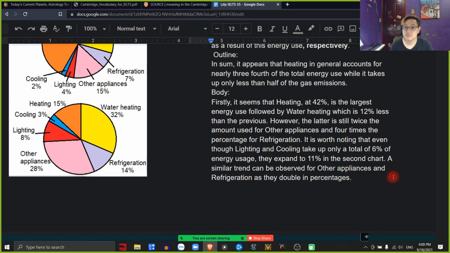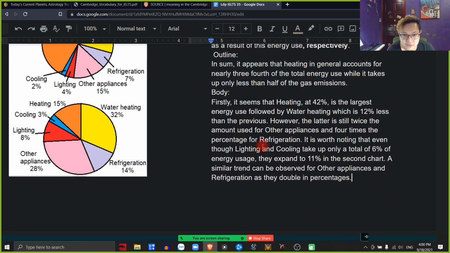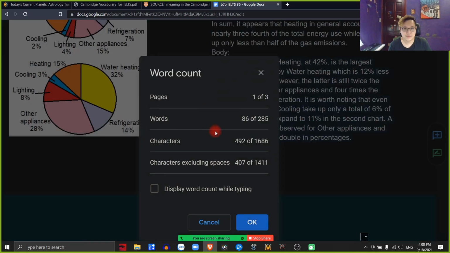Or we can say the total of both heating categories. Well, we mentioned the combination of the heating already in the outline. Yeah. So we should not repeat things that we have said before. Okay, how many words is this one?